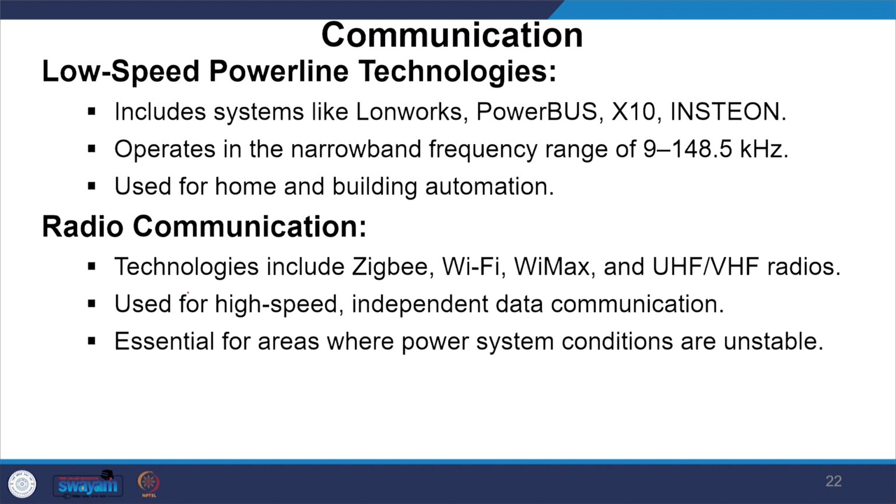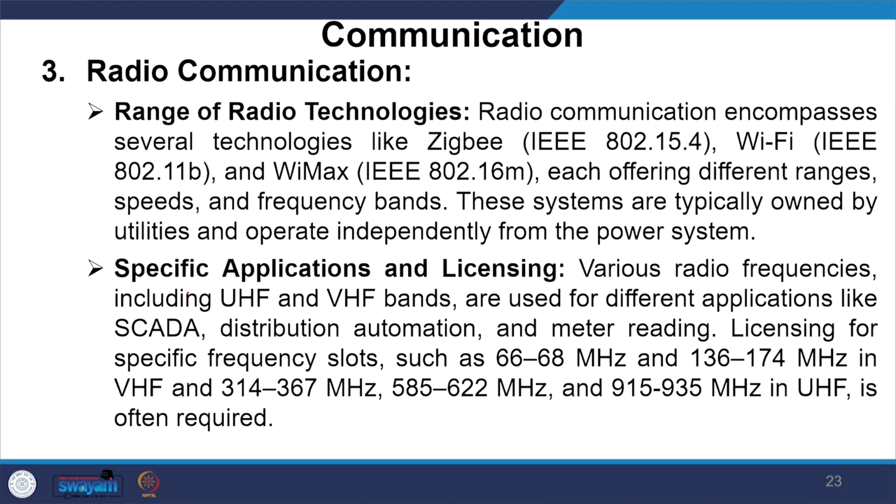Radio communication technologies include Zigbee, Wi-Fi, WiMAX, and UHF, VHF radios, used for high-speed independent data communication, essential for areas where power system conditions are unstable. We do have different radio communications and a range of radio technologies. Radio communication encompasses several technologies like Zigbee, IEEE 802.15.4, Wi-Fi IEEE 802.11b, and WiMAX IEEE 802.16m, each offering different ranges, speeds, and frequency bands.